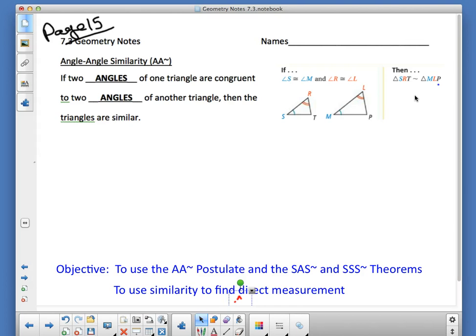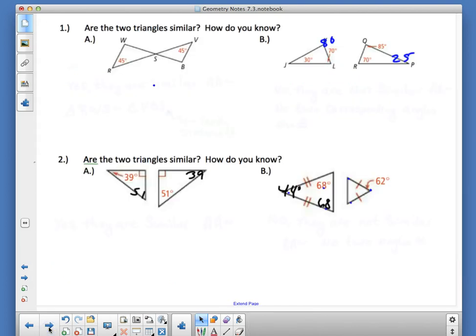Today's objective is to use the angle-angle similarity postulate, and the side-angle-side and side-side-side theorems for similarity, and to use similarity to find indirect measurements, I should say, not indirection.